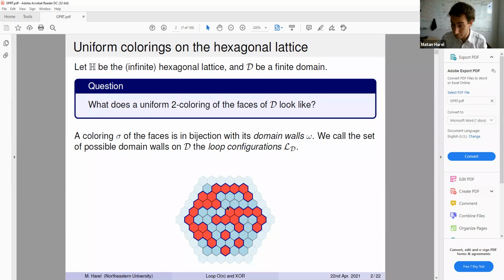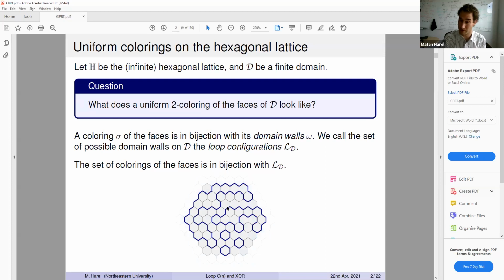All right. So I was about to say, if I take a uniform 2 coloring, because the set of colorings is in bijection with the set of loop configurations, I can just very easily consider the set of uniform loop configurations. That is, pick one with probability equal for every one of them. Is that clear?